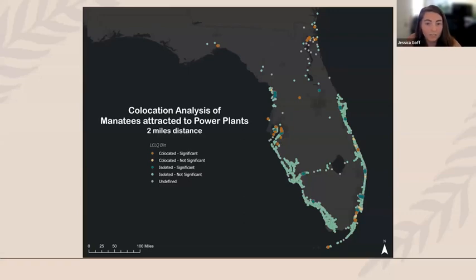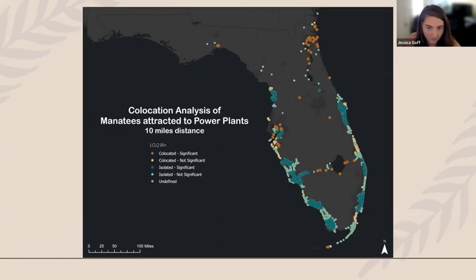At 2 miles, we see that manatees are co-located in a few areas like Tampa Bay and Miami, but we do see a lot of points that are isolated, not significant, which indicates that they are more likely to be random and not attracted to power plants. Here it is at 6 miles, where we see that more manatee points are more likely to have power plants in their neighborhood.